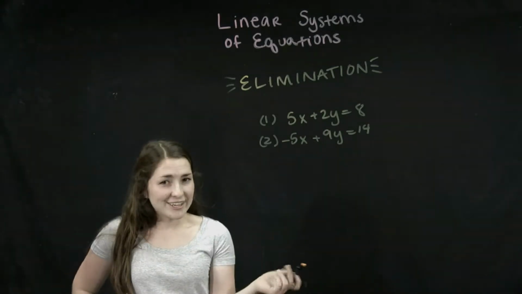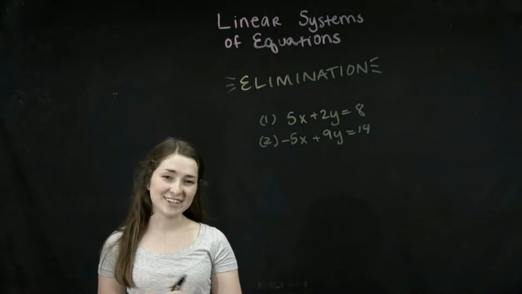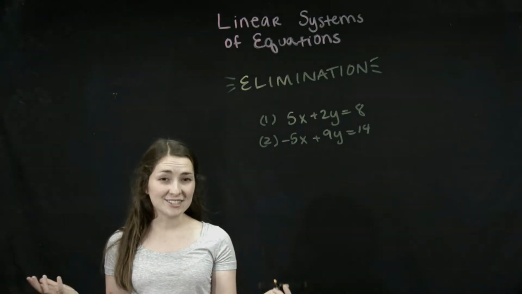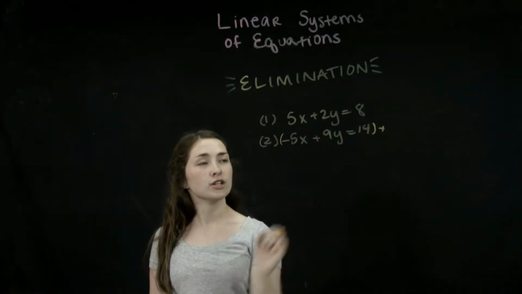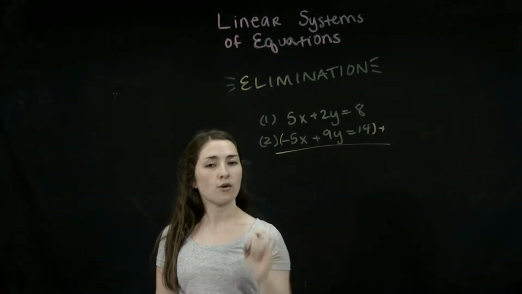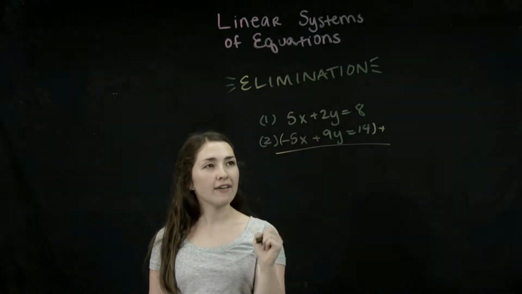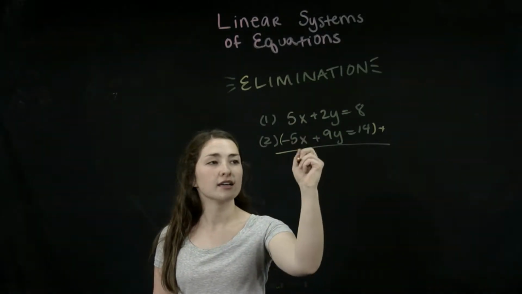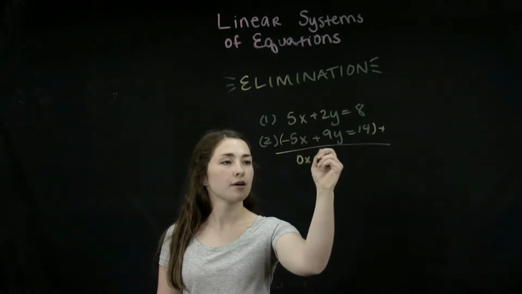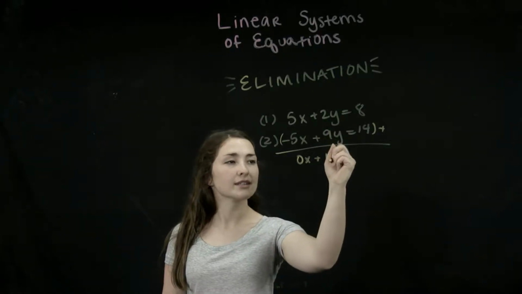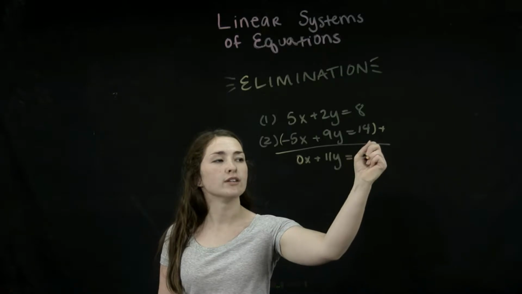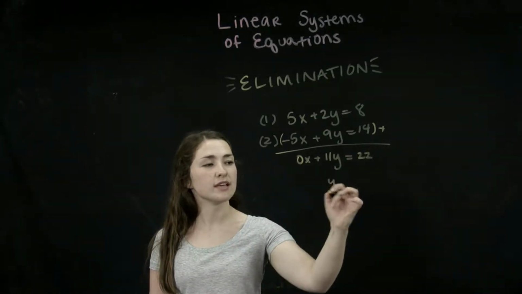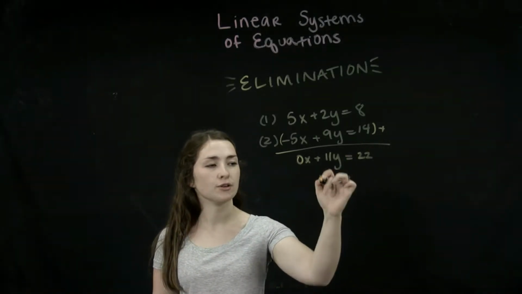Well, actually the answer is staring us right in the face. It's right here in equation 2. We can actually just add these two equations together. So if we just add equation 2 to equation 1, we'll end up with this. 5x minus 5x is 0x. 2y plus 9y is 11y, and 8 plus 14 is 22. So then from this we can see easily y equals 2.